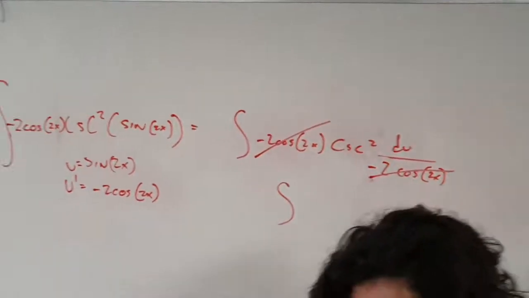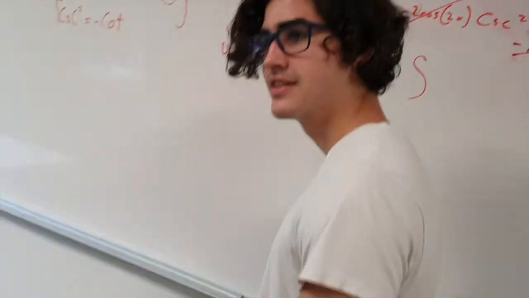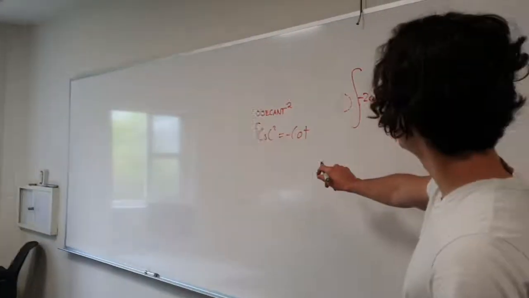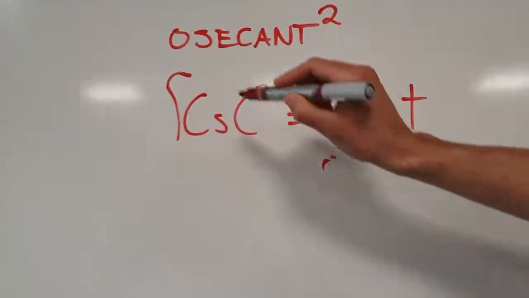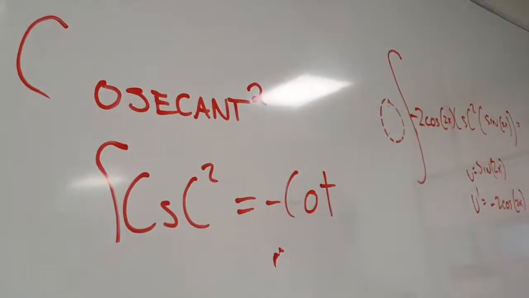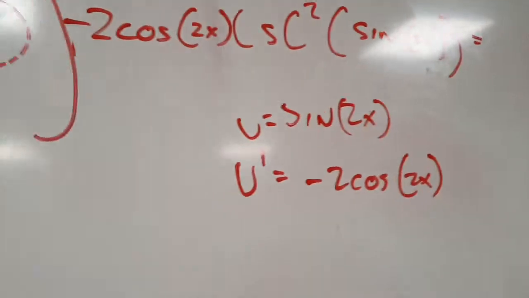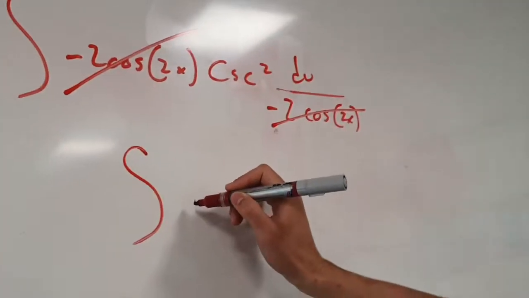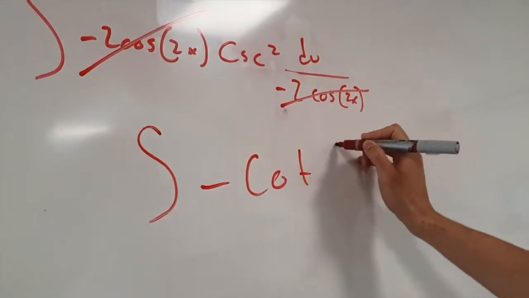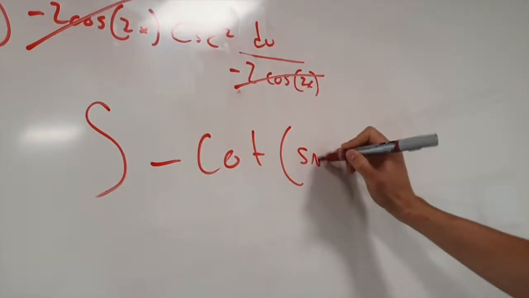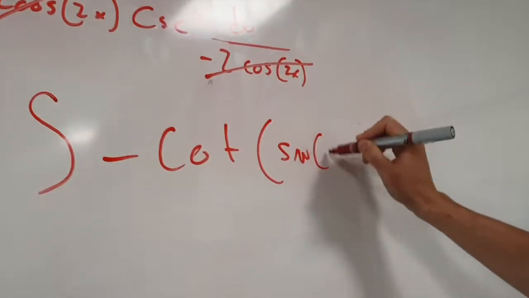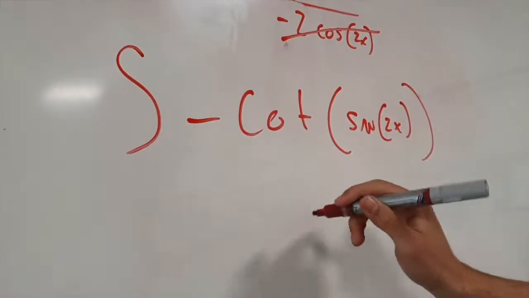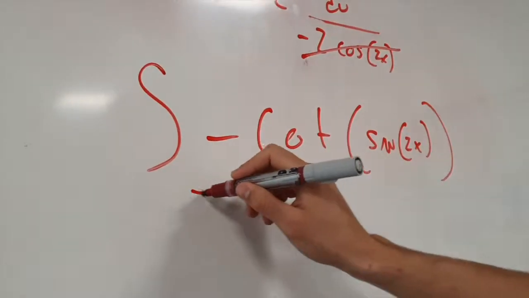Now we can use our rule that we learned in our other class. The one of negative cotangent? Yeah, this one right here. Oh, I'm smart. So now we know that cosecant squared leads to negative cot. So we can do negative cot of sine 2x, our u. And this is our answer.